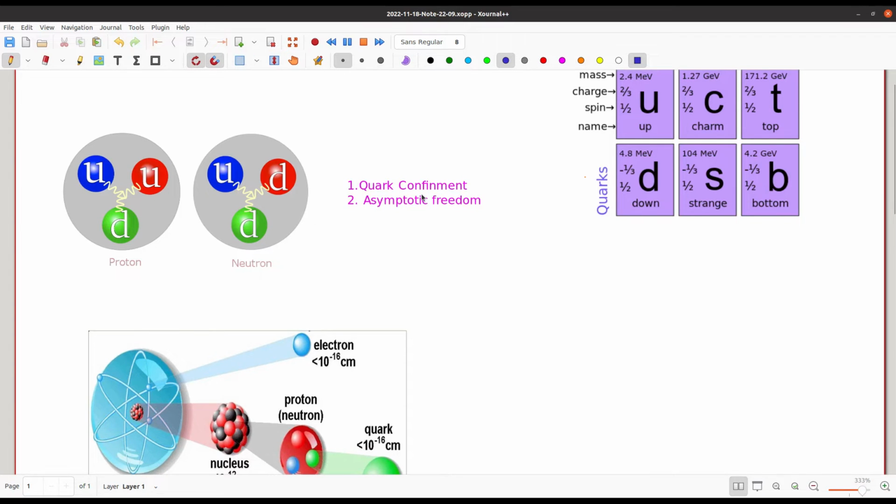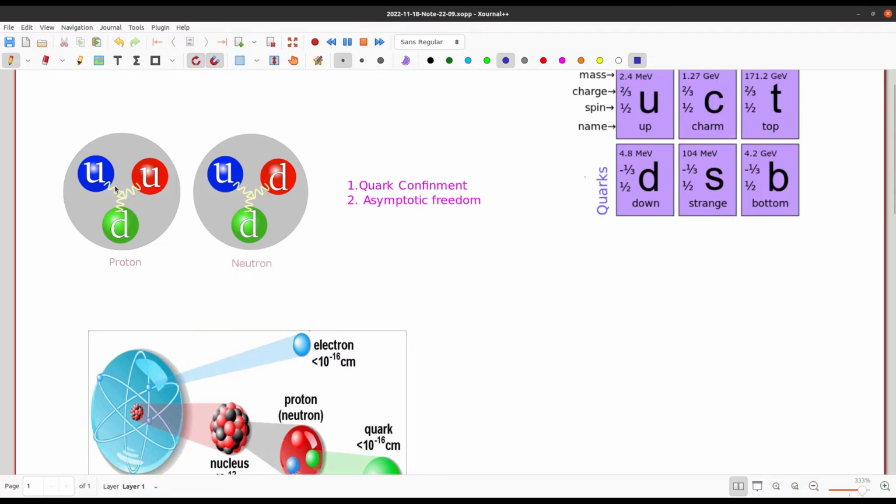One is quark confinement. These are the special features of the quark. Basically, one is quark confinement, another is asymptotic freedom. Quark confinement says that an individual quark doesn't exist under normal conditions.